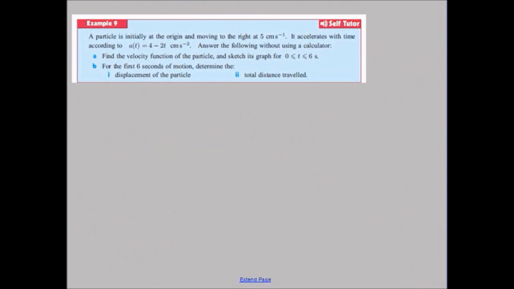Okay, here in example 9, a particle is initially at the origin. So this is talking about its displacement. Moving to the right at 5 centimeters per second. So that's talking about velocity. And it accelerates with time. Now we're talking about acceleration by this formula. Acceleration equals 4 subtract 2t.